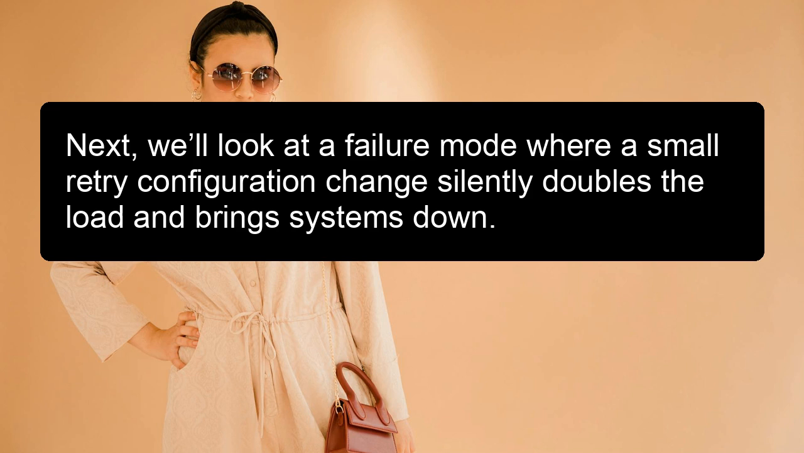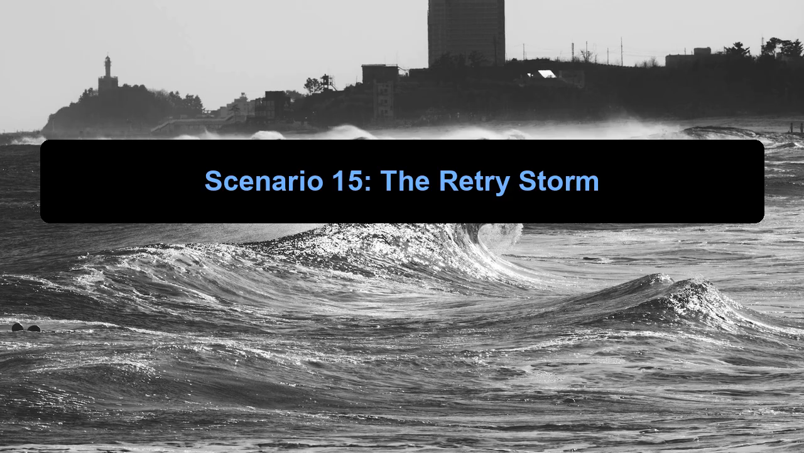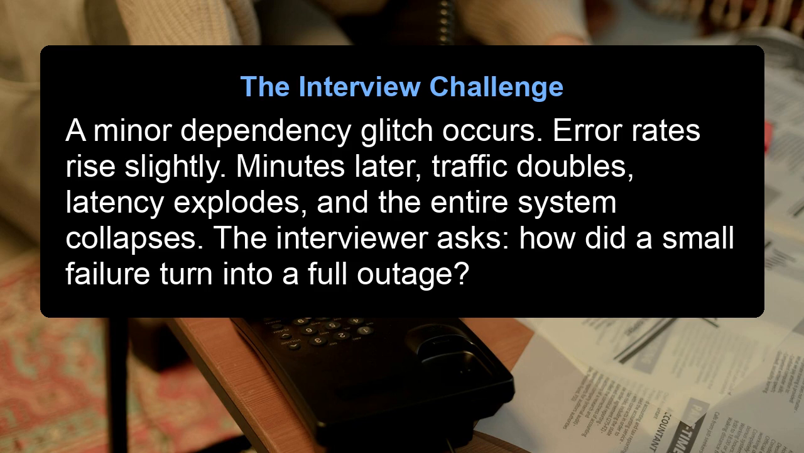Next, we'll look at a failure mode, where a small retry configuration change silently doubles the load and brings systems down. Scenario 15, the retry storm. The interview challenge. A minor dependency glitch occurs. Error rates rise slightly. Minutes later, traffic doubles, latency explodes, and the entire system collapses. The interviewer asks, how did a small failure turn into a full outage?